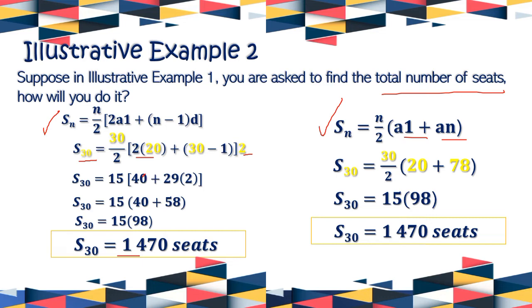Now, solving using naman the other formula wherein ang kailangan lang natin is the number of terms, the a sub 1, and the last term. So, substitute po the sum of 30th term, so 30 divided by 2 times 20 plus 78, and 20 plus 78 is 98 times 15 is 1,476.